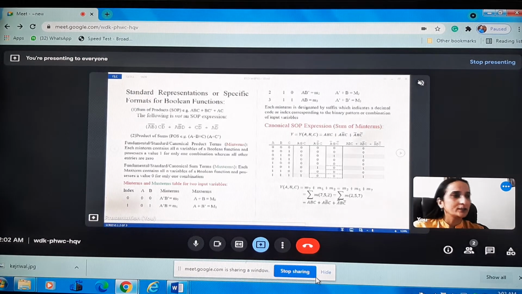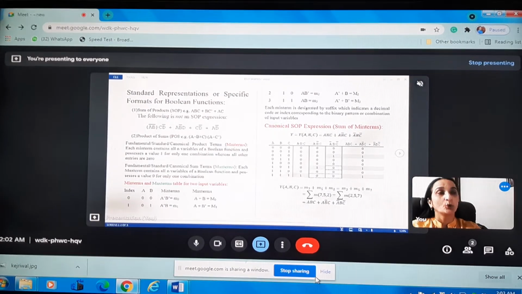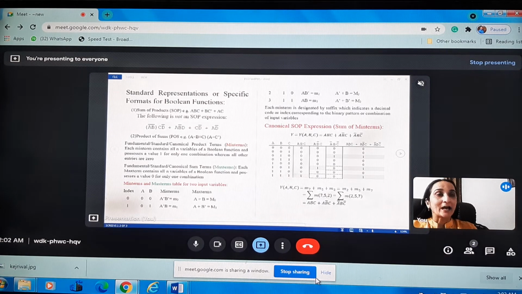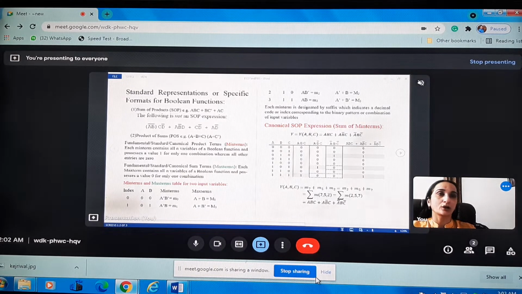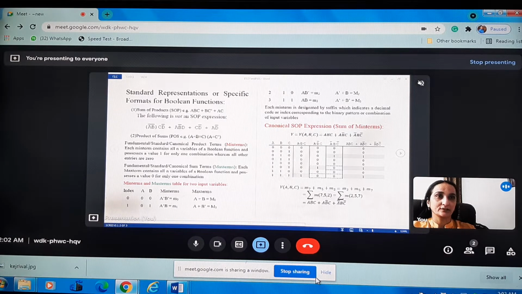Welcome all. In this video, we are going to learn standard representations or specific formats for Boolean functions. There are two specific formats used for representing Boolean expressions. First one is sum of products or SOP.